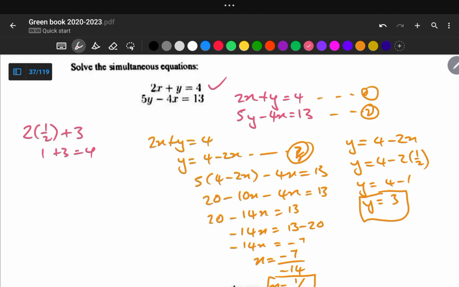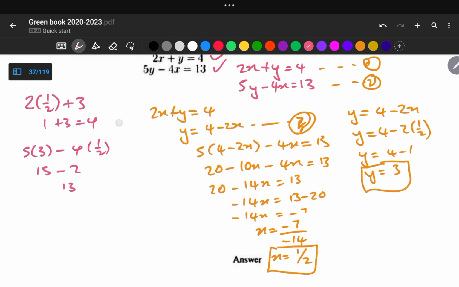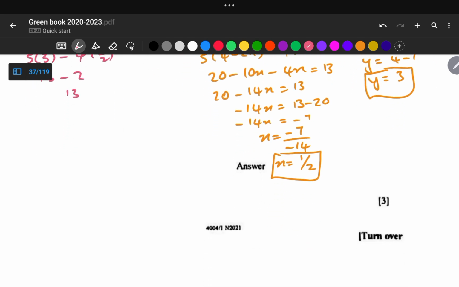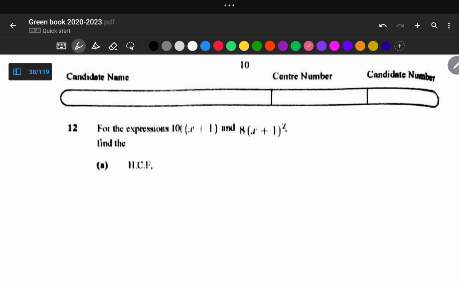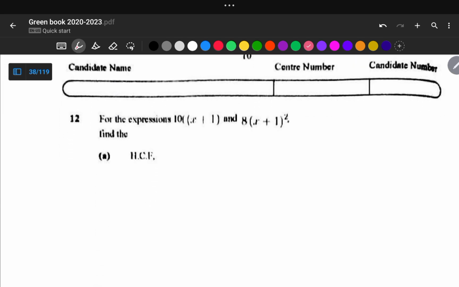And let us try to prove it for the second equation. So it is 5 multiplied by 3 minus 4 multiplied by half. 5 times 3 gives us 15, and 4 times half gives us 2. So it is 15 minus 2, which is equal to 13. Therefore these two values also satisfy the second equation. So the value of x is equal to half, and the value of y is equal to 3. And let us move on to the next question, question number 12.